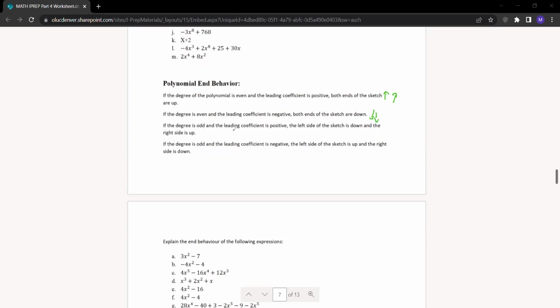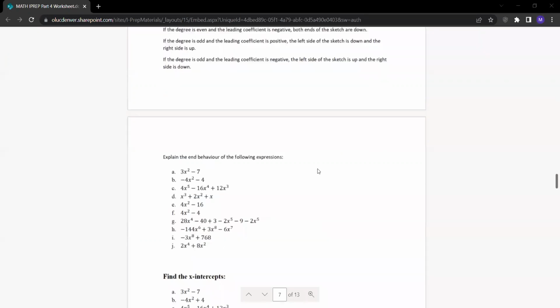If the degree is odd and the leading coefficient is positive, the left side is down, the right side is up. If the degree is odd and the leading coefficient is negative, the left side is up and the right side is down. So those are the rules that we work with. And now we'll go ahead and see what those look like in action.